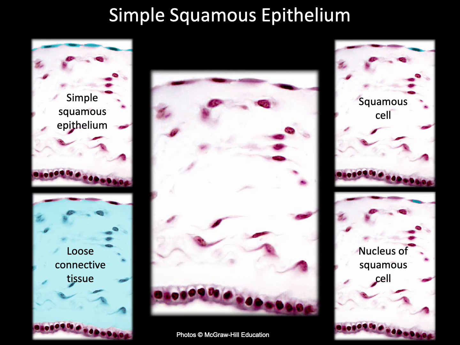So simple squamous epithelia here, you see, is that very top row that's highlighted in the upper left side. All those cells kind of end to end are the simple squamous epithelia.